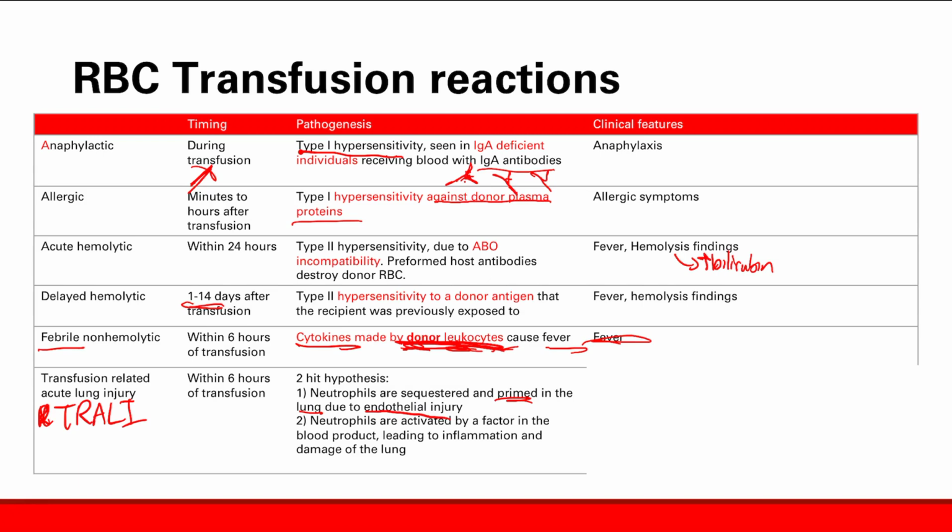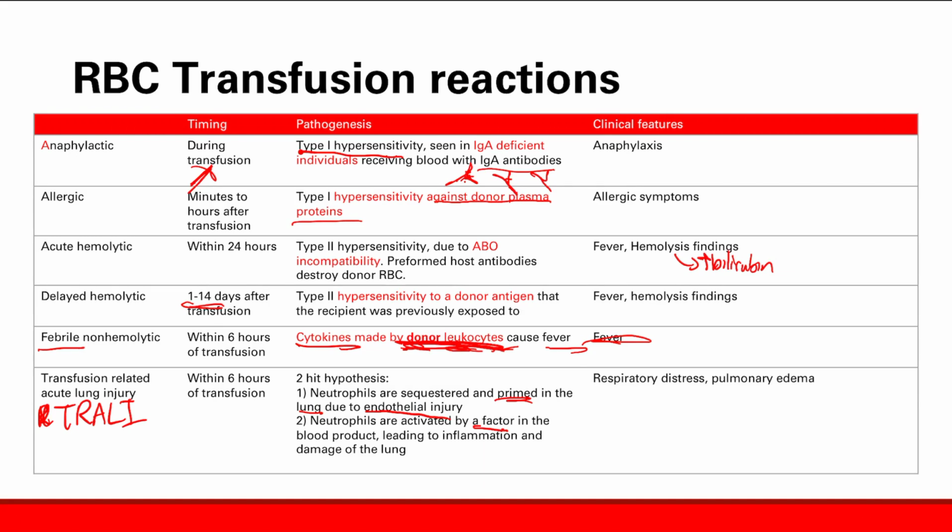And then you give the patient blood product, and there's a factor in the blood product that activates these neutrophils. Neutrophils cause inflammation, damage to the lung. You get injury, you get transfusion-related acute lung injury. And the symptoms then will be from the lung injury, you get respiratory distress, you get pulmonary edema.